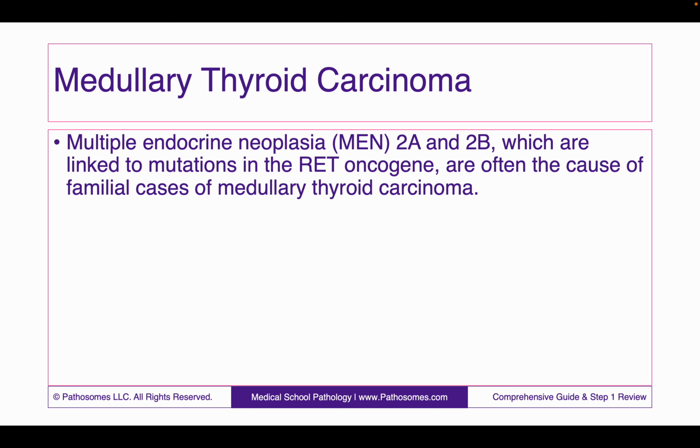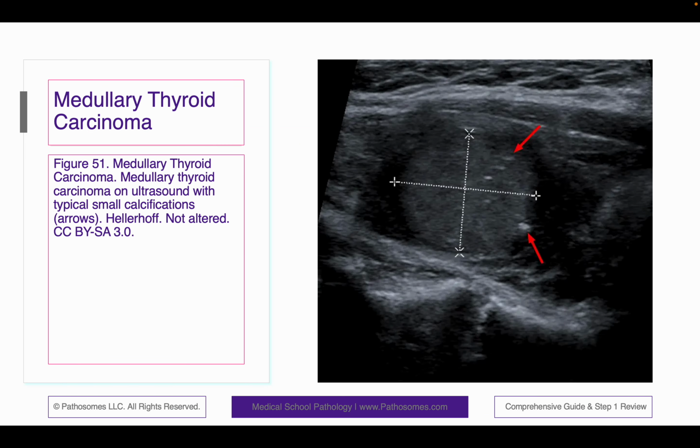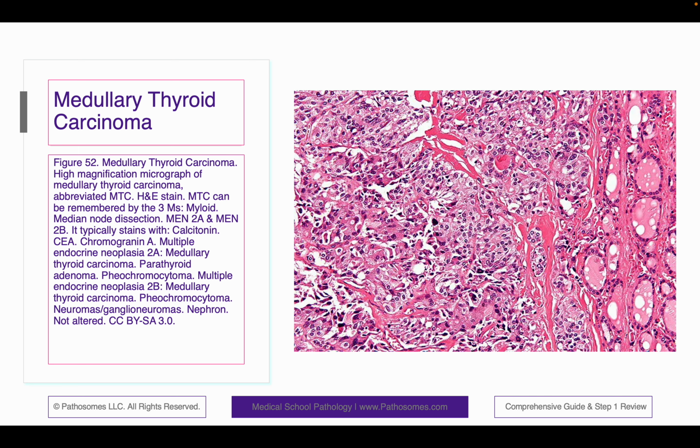Multiple endocrine neoplasia, or MEN2A and 2B, which are linked to mutations in the RET oncogene, are often the cause of familial cases of medullary thyroid carcinoma. When the RET mutation is found, a prophylactic thyroidectomy is necessary. And here we have imaging via an ultrasound showcasing medullary thyroid carcinoma. And here we have medullary thyroid carcinoma histologically.